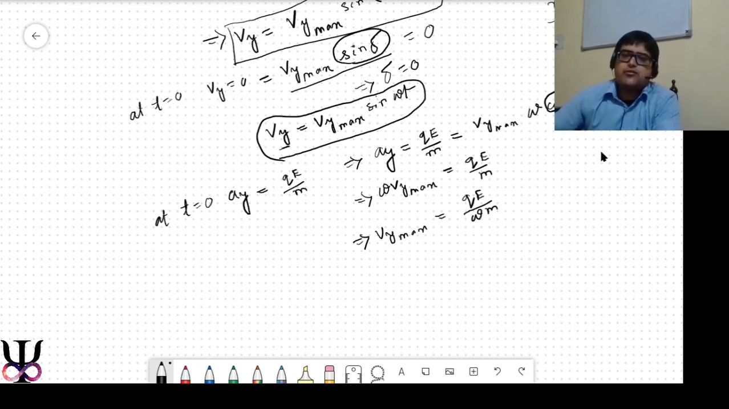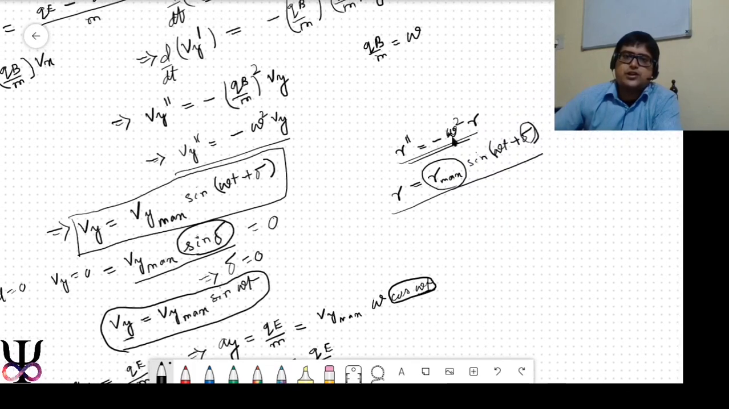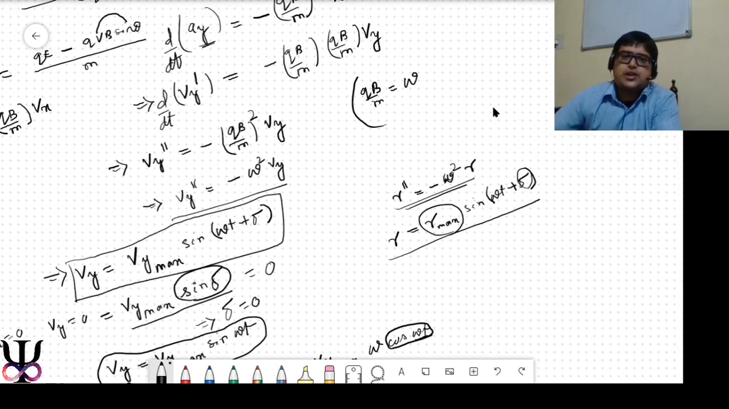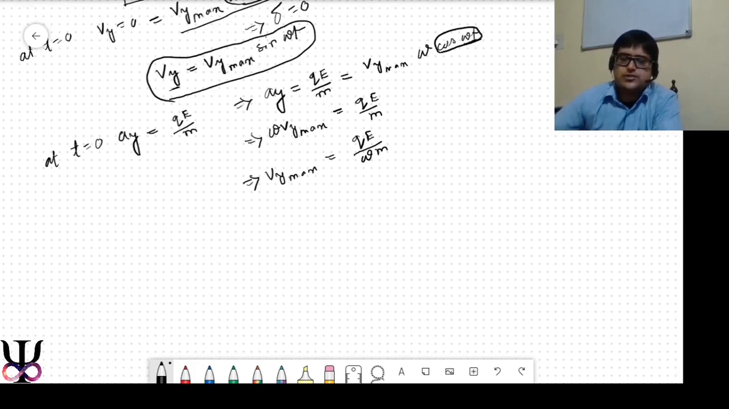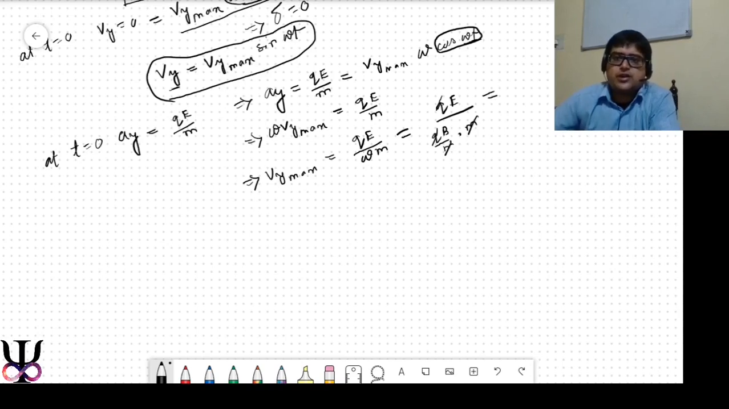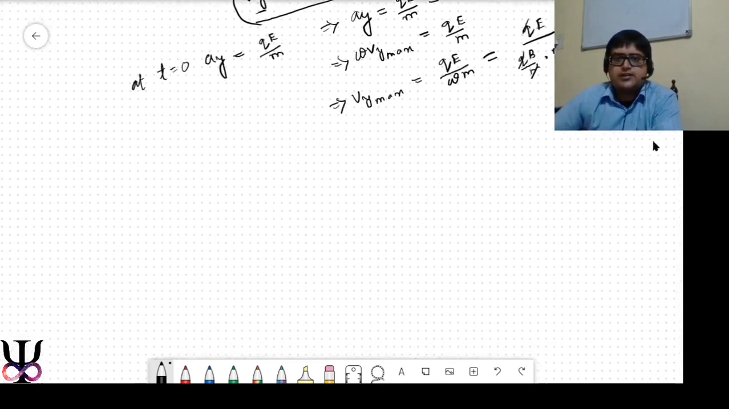But we already know the value of omega. We have just assumed that here omega is qB upon m, right? So we can just substitute that value for omega. It's really important that you work along with me on your own notebook. So qE upon qB upon m times m. Everything cancels out except E in the numerator and B in the denominator, so it's going to be E upon B.